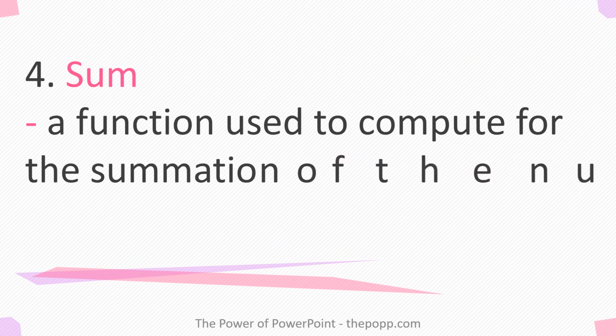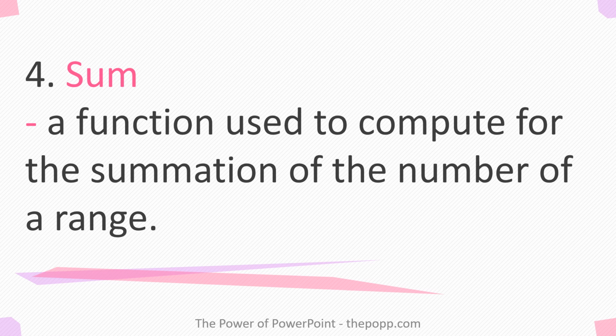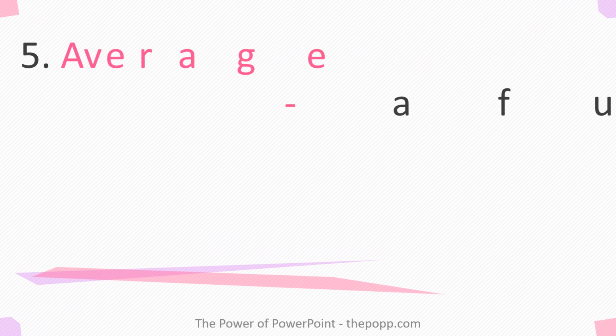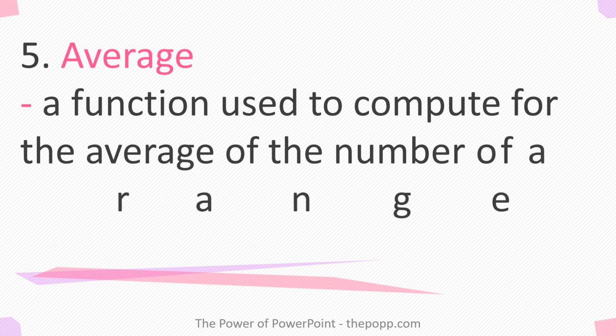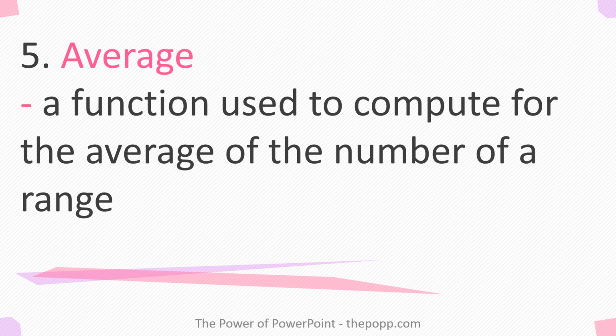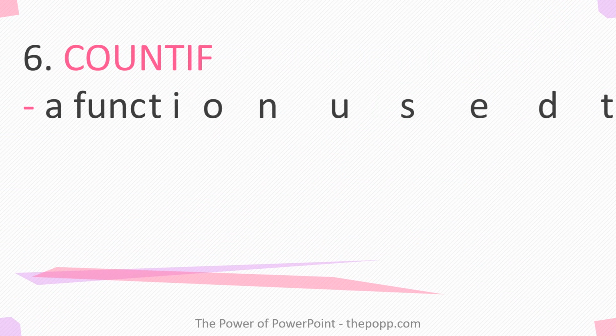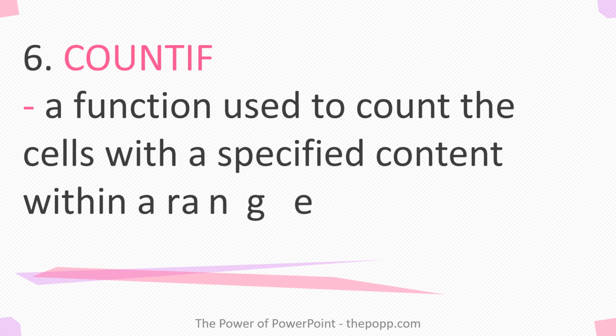Number 4, sum is a function used to compute the summation of the numbers in a range. So, sum, when you add the numbers together, you can get the sum. The symbol for the sum, I will show on your next video. Average is a function used to compute the average of the numbers in a range. Then 6, count if, a function used to count the cells with the specified content within a range. These definitions of terms will be used when we have a Microsoft Excel demonstration.